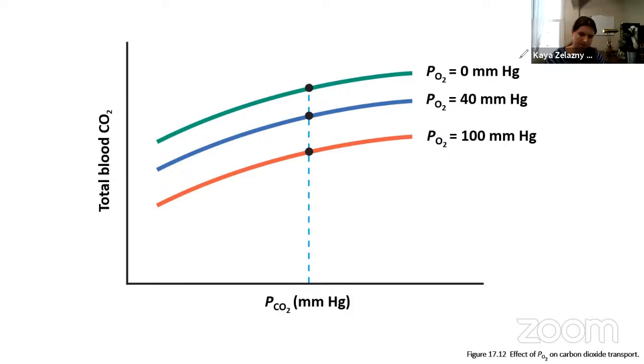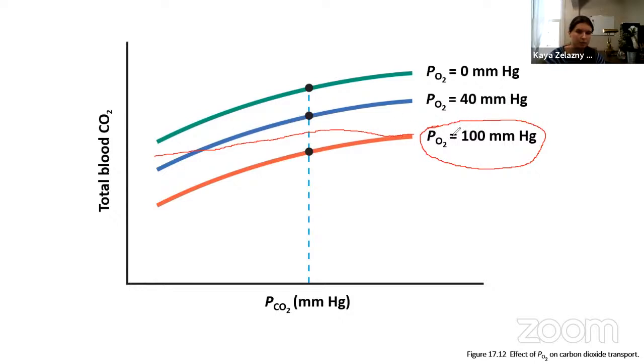But what we're seeing is that when we have a high partial pressure of oxygen, our total blood carbon dioxide is relatively low. So this is like our arterial blood that's fresh from the lungs getting pumped into our systemic arteries. High partial pressure of oxygen is part of what is keeping carbon dioxide low there.